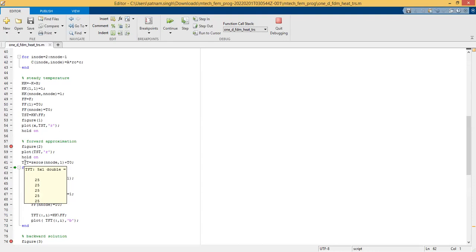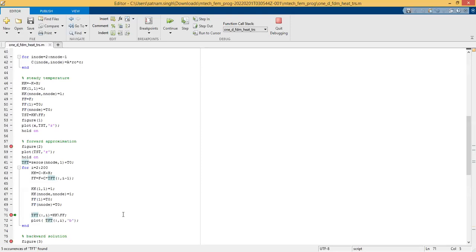So this is for the first time step, in which the initial condition have been substituted. And at the time being, TFT simply is a column matrix. It is not a two-dimensional matrix. It is a column matrix. But when I execute line number 71, I'm storing the result in the second column because I happens to be 2.